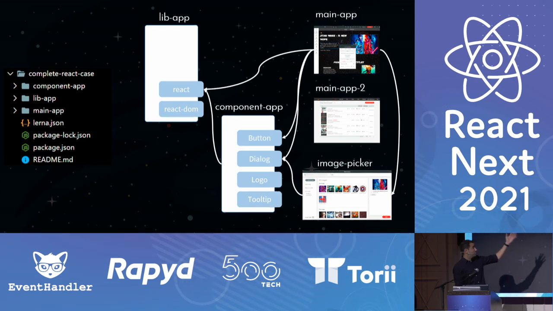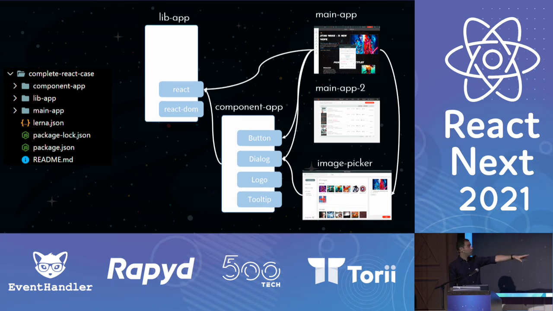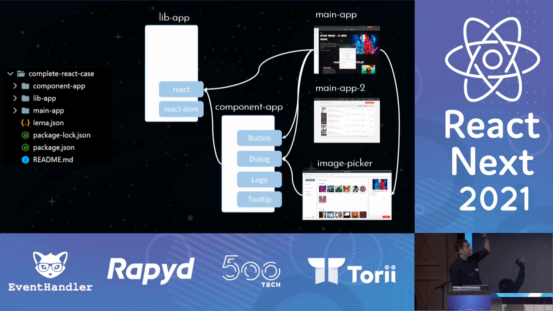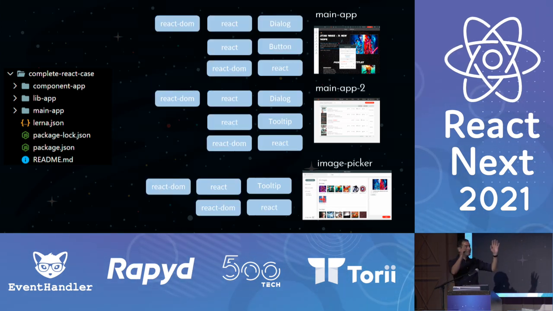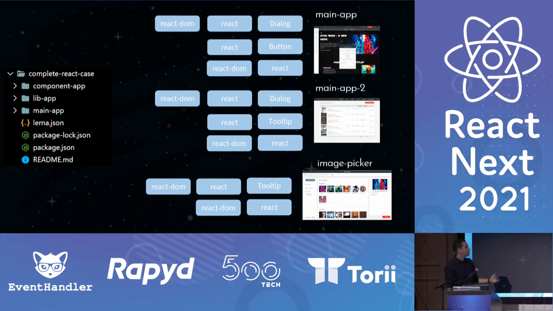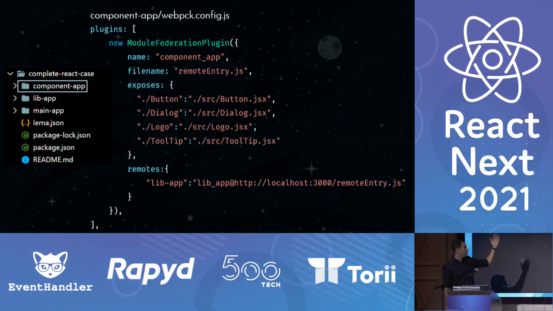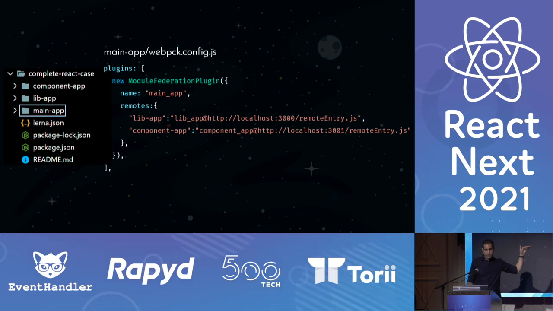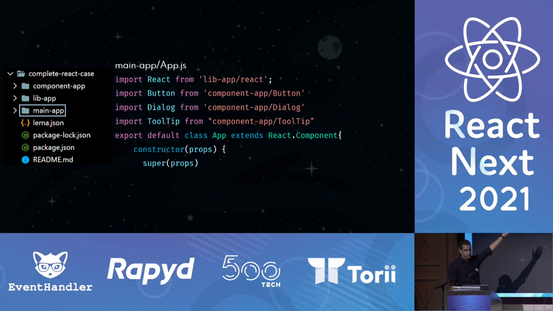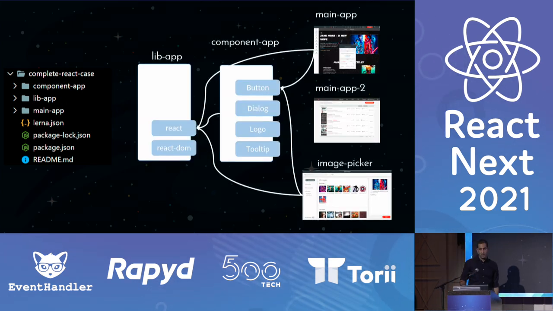So if we take this example of a pretty common app where you have three micro frontends that most of them require components, and those components require React and React DOM, and the micro frontends require React and React DOM as well, then instead of bundling each of them and duplicating the dependencies, if we define them correctly, if we say that the component app exposes the components and its remote is React, and the main app's remotes are libapp and component app, we can have just static imports like that, and Webpack will take care of bundling everything where it needs to be.